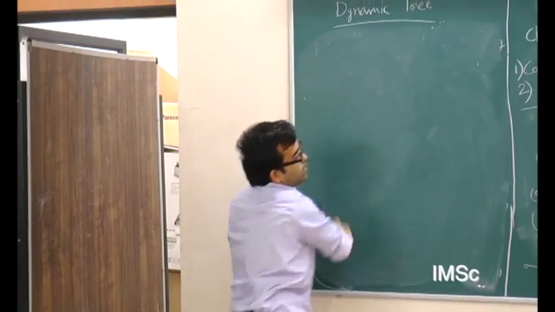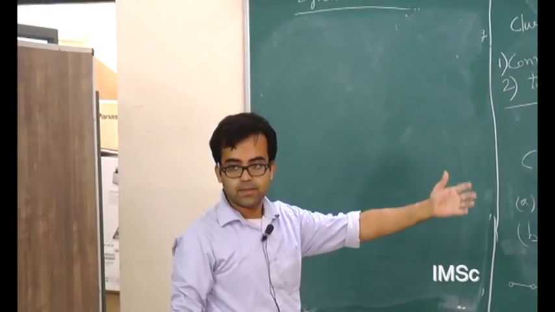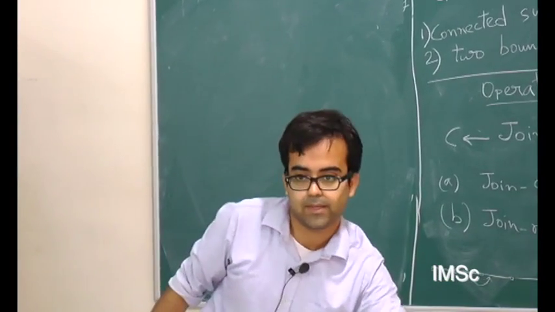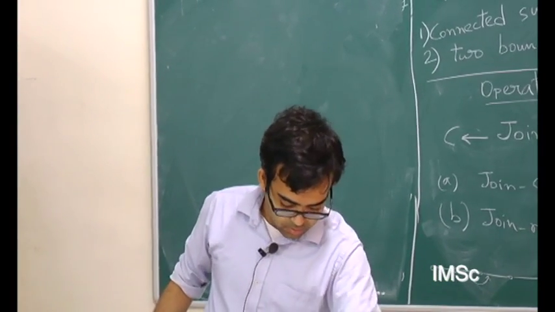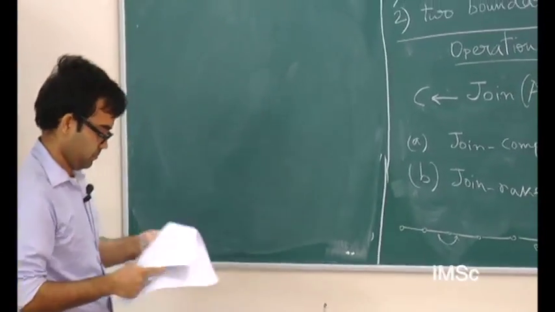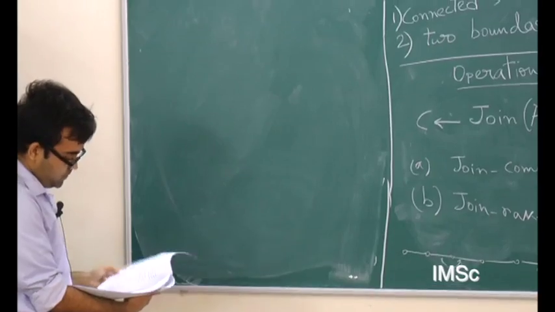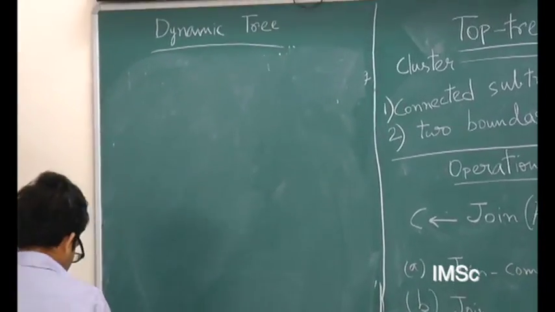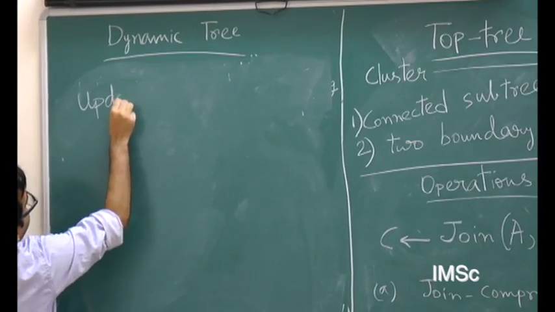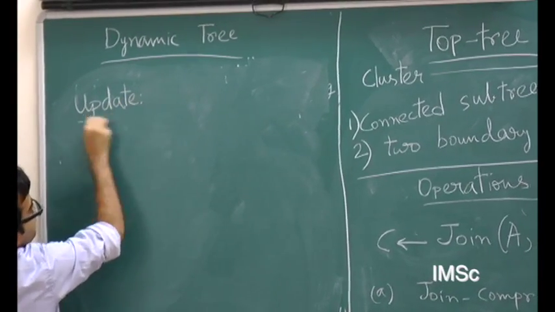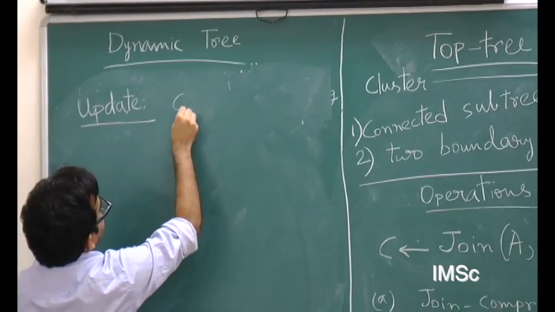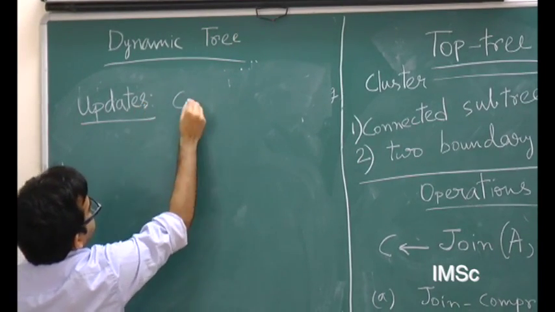The updates and the queries. So, what was the purpose of doing all this and noting that this can be maintained in log n time? We want to support more sophisticated updates and queries. Okay. So, the updates, we are now just going to look at top tree as an abstract data structure. It just maintains this cluster somehow. Updates are something like updates that are allowed.